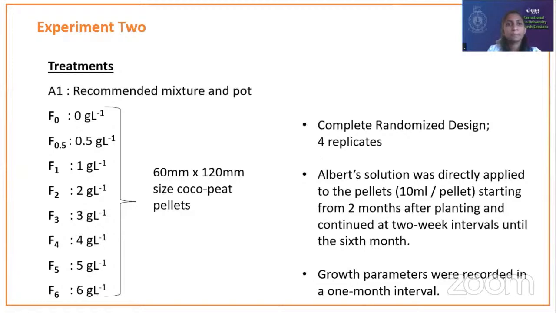Experiment 2. There were 9 treatments arranged in a completely randomized design with 4 replicates each. Of the 9 treatments, the first, A1, is the recommended mixture, and the other 8 treatments were different concentrations of Albert solution applied to the plants grown in 60 by 120 mm size cocoa peat pellets. These concentrations were 0, 0.5, 1, 2, 3, 4, 5 and 6 grams per liter. Fertilizers were applied directly into the pellet starting from 2 months after planting and continued at a 2 week interval. Growth data were recorded at a 1 month interval.